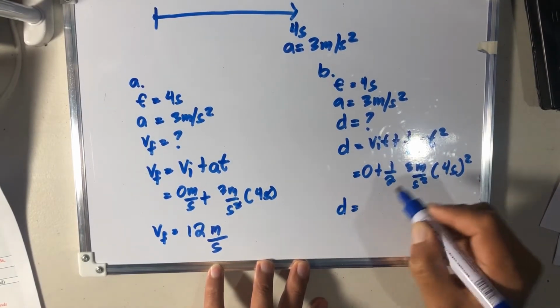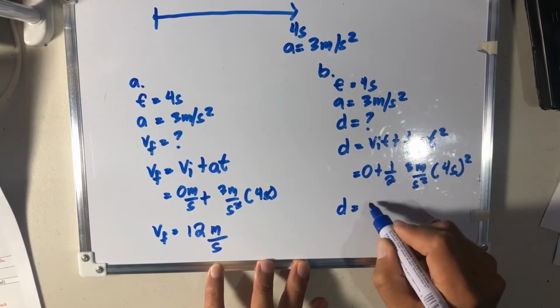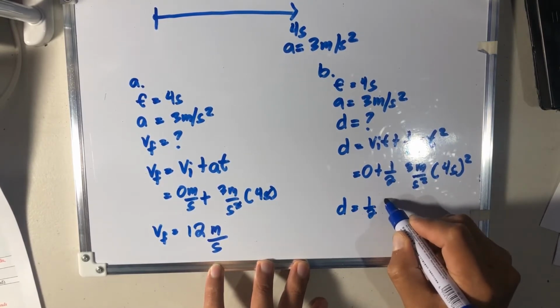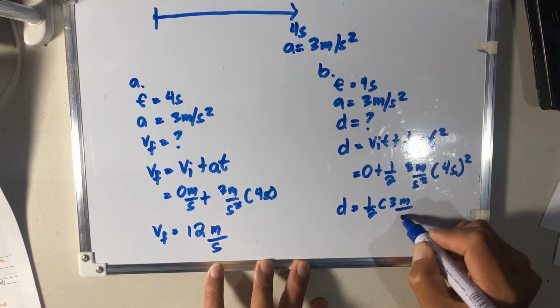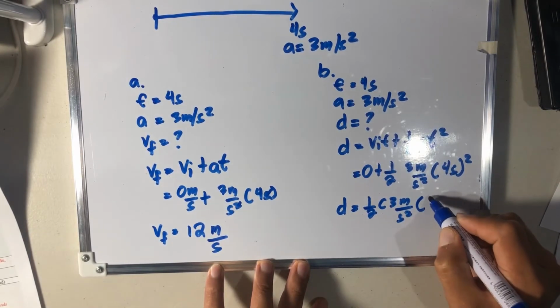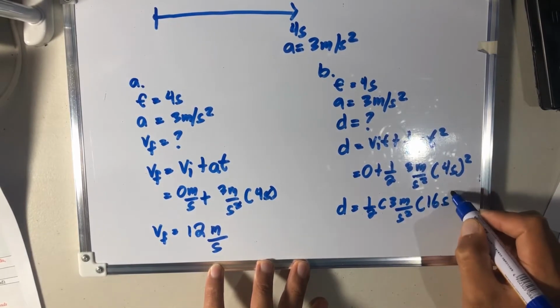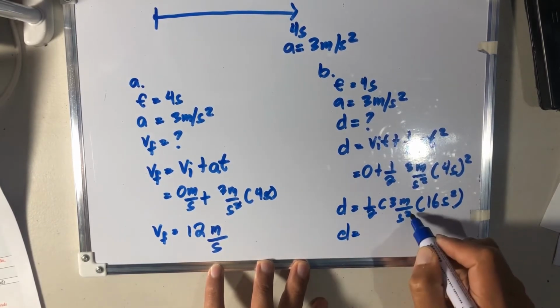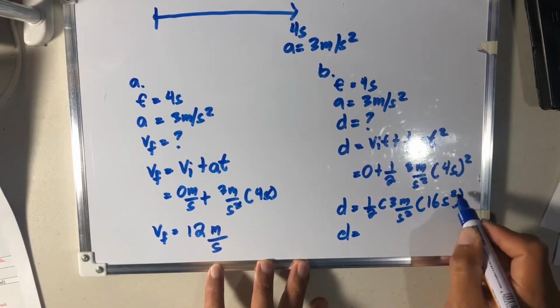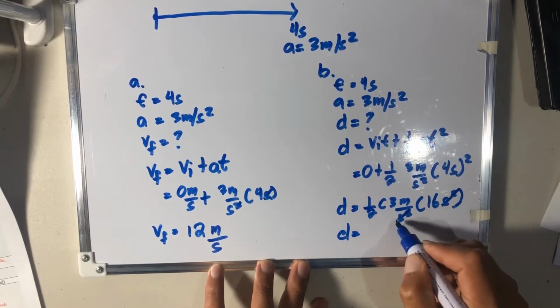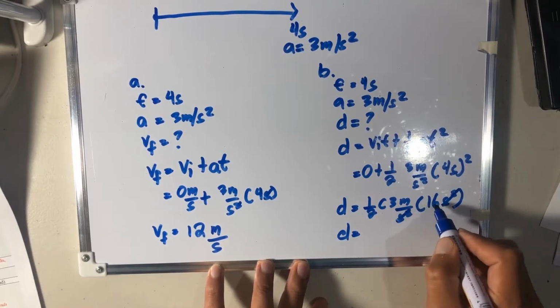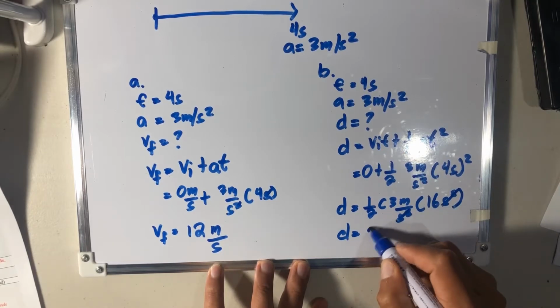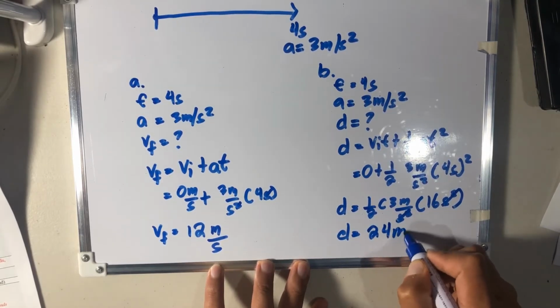So this will give us 0 plus, this is 1/2 times 3 meters per second squared multiplied by 16 seconds squared. So as you can see, the unit of seconds here is squared, also with this one, so this will be cancelled. So you have now 3 times 16 divided by 2, that will give you 24 meters.